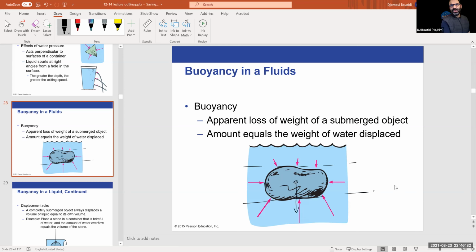Don't forget that this object has its own weight. Plus this imbalance of the two forces, the two pressures on one side and the other, which are force divided by area, will result in a force that is pushing upward. And this is what we mean by the buoyant force, okay?